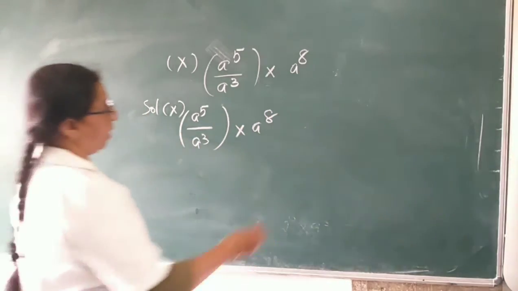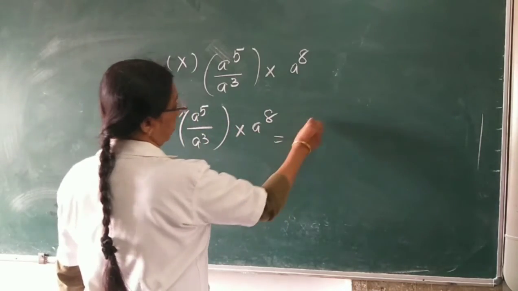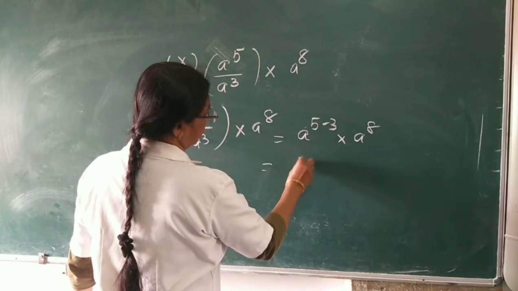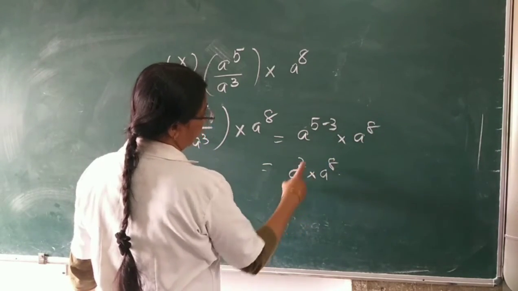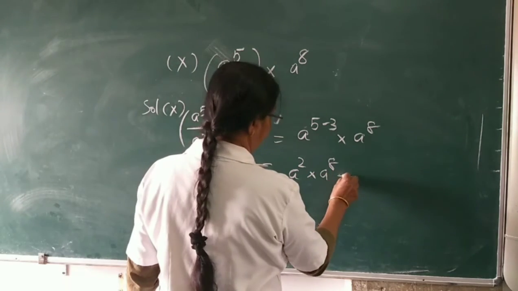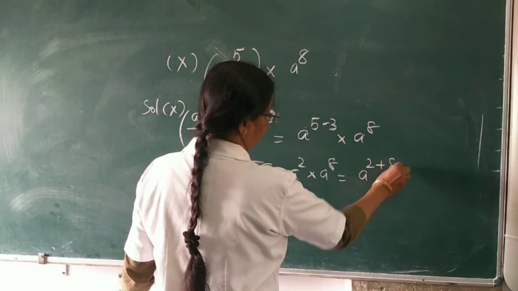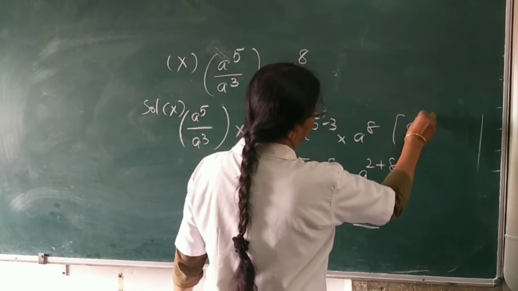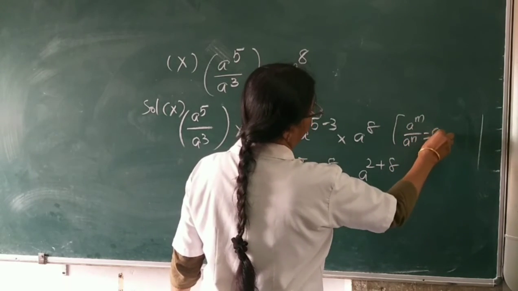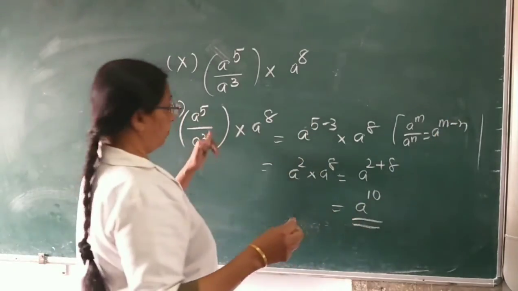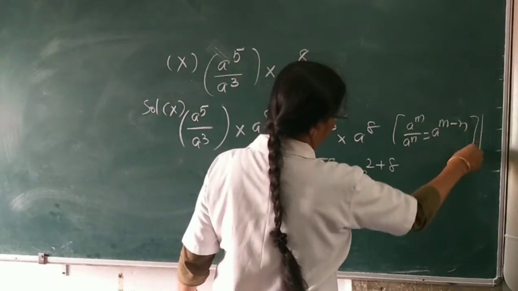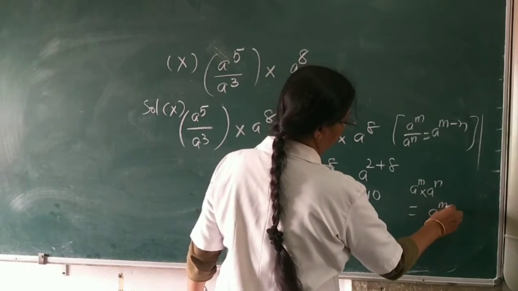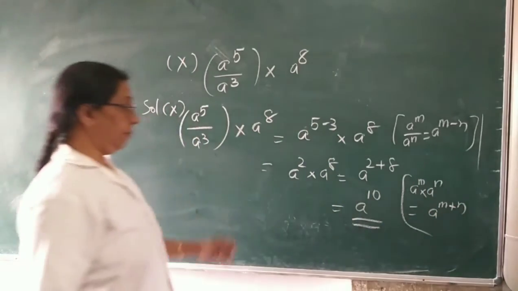Solution 10. A raised to 5 divided by a raised to 3 into a raised to 8. A raised to m by a raised to n is a raised to m minus n, that is 5 minus 3 into a raised to 8. A raised to 2 into a raised to 8. A raised to m into a raised to n is a raised to m plus n. That is 2 plus 8. That is a raised to 10 is the answer. What formula is a raised to m by a raised to n is equal to a raised to m minus n. First one ആണ്. ഇതിൽ അതാണ് അപ്ലൈ ചെയ്തത്. ഇവിടെ in the second case a raised to m into a raised to n is equal to a raised to m plus n. ഇതാണ് അപ്ലൈ ചെയ്തത്.